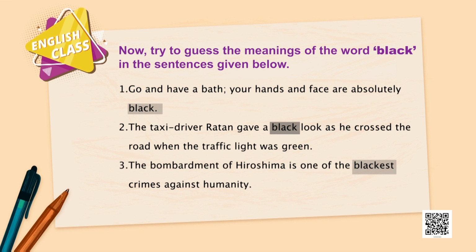The taxi driver Ratan gave a black look as he crossed the road when the traffic light was green. Someone violated the traffic rule. Ratan, the taxi driver, got annoyed and looked at him with a kind of angry, contemptuous face, meaning why are you doing this? One should not do so. Again go back to World War II. The bombardment of Hiroshima is one of the blackest crimes against humanity. What does the blackest mean? Because of the huge killings. It's not a good thing to remember, a very bad thing to remember.